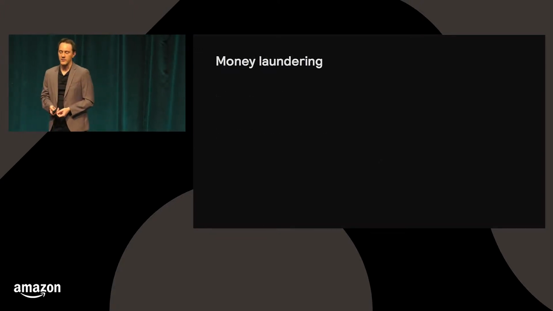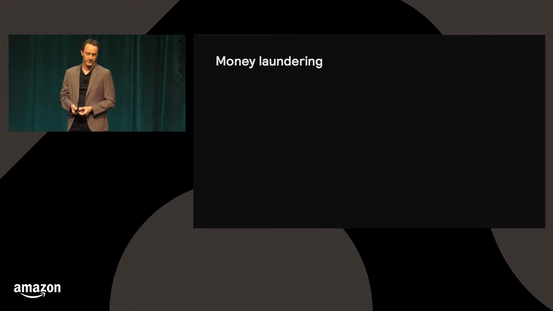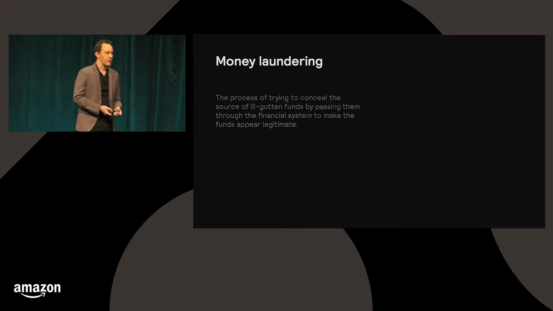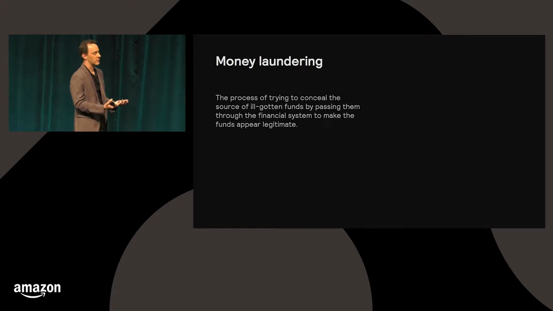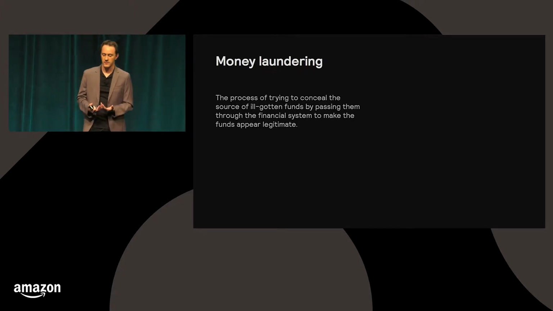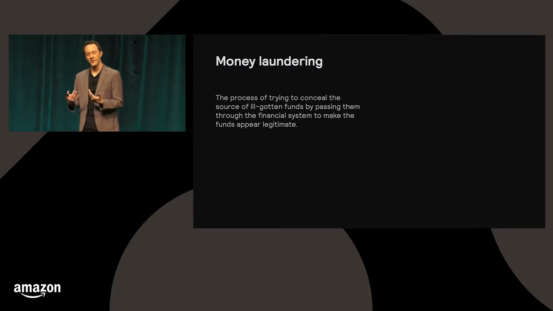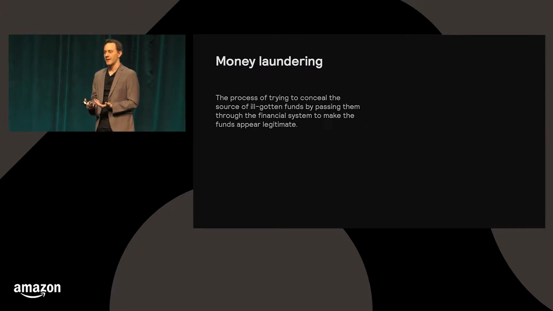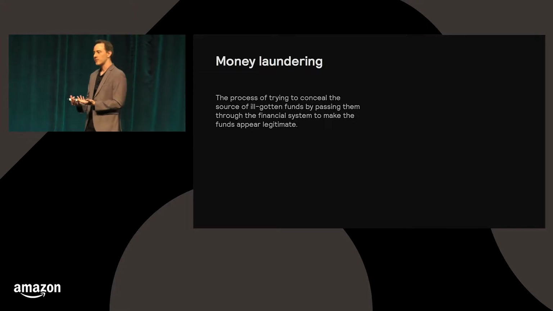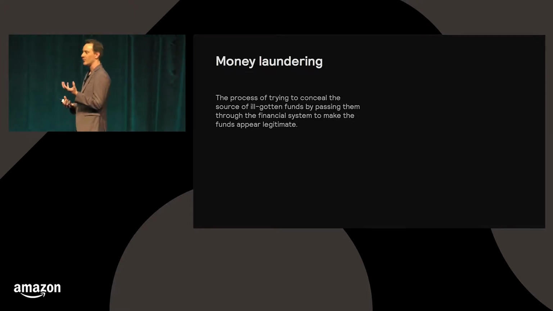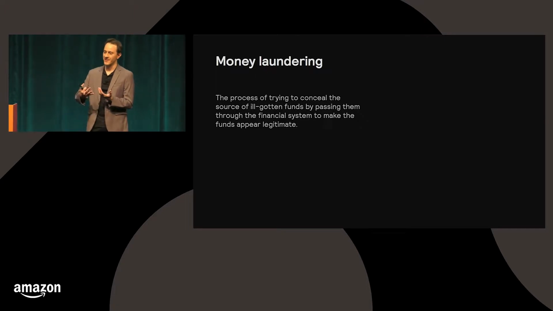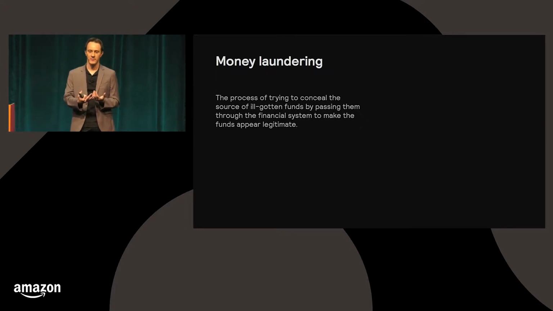So let's dive a little bit deeper on money laundering. What is money laundering? It's the process of trying to conceal ill-gotten funds by passing them through the financial system to make those funds appear legitimate. So the name is quite suggestive, is getting dirty money from illegal activities and cleaning it through the financial system.